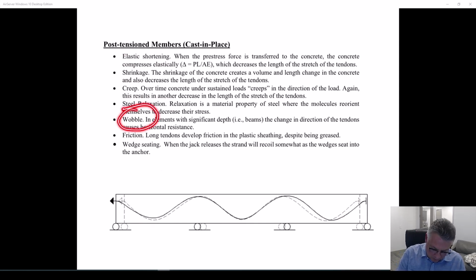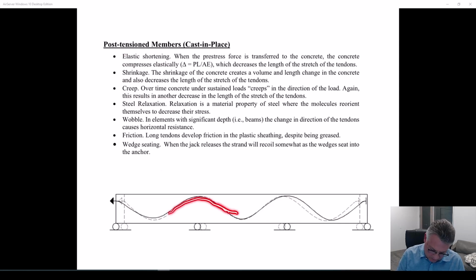Something called wobble that really only happens to us in post-tension concrete. Call this a wobble effect because we're stressing up and down and up and down. There's actually some horizontal components, even though the tendon is unbonded and slipping and sliding in the plastic sheathing and it's greased, it is still exerting some amount of horizontal pressure. We think about the vertical loads, and that's what we're doing our calculations based upon. But there's also a horizontal component to it. And I actually did draw it this way.